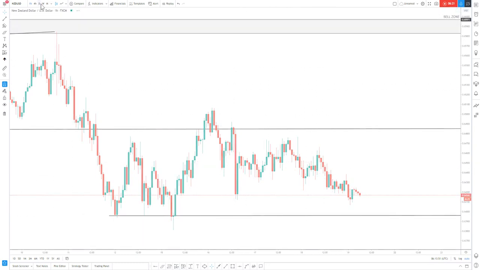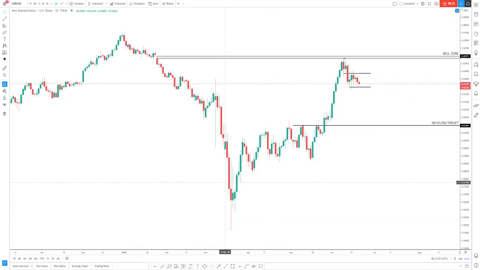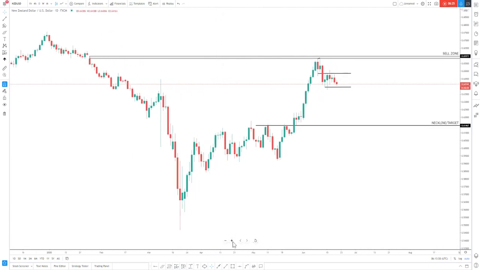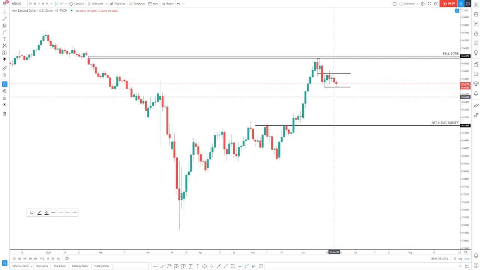Now, with all that being said, I do hope you understand why I said I'll be looking to go short on NZDUSD, and I do hope the sentiments are clear.